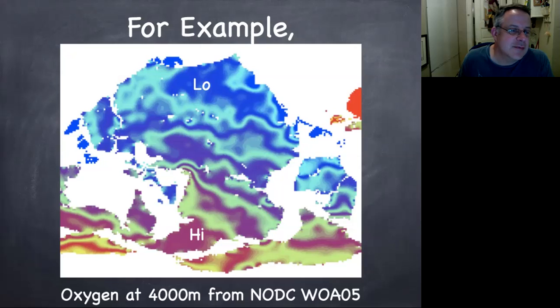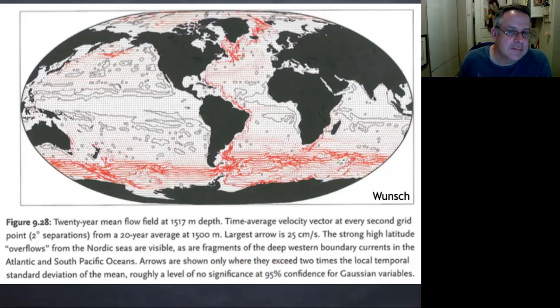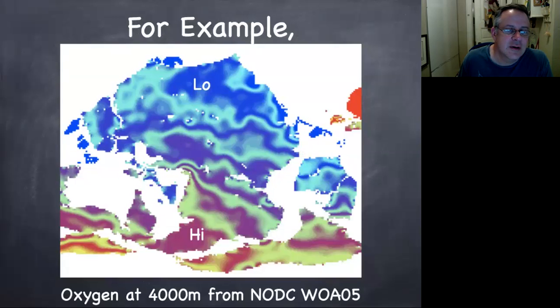And here's the oxygen at 4,000 meters, which now is showing high oxygen all around the ACC, and then lower as we go northward. So the youngest Antarctic bottom water is connected to this flow pattern, whereas the older Antarctic bottom water, which is the oldest water on Earth, has low oxygen levels out through at least the Pacific, but also the Atlantic, if you could see it.